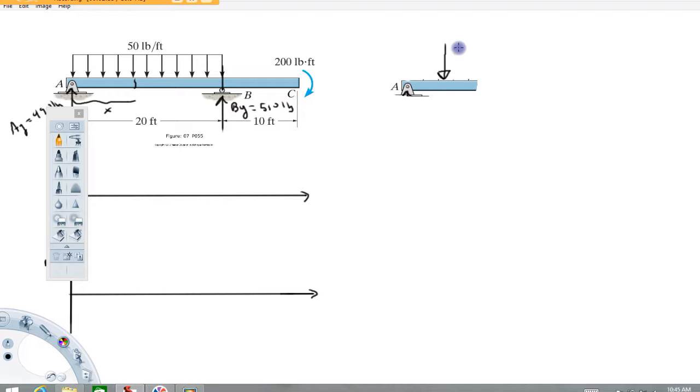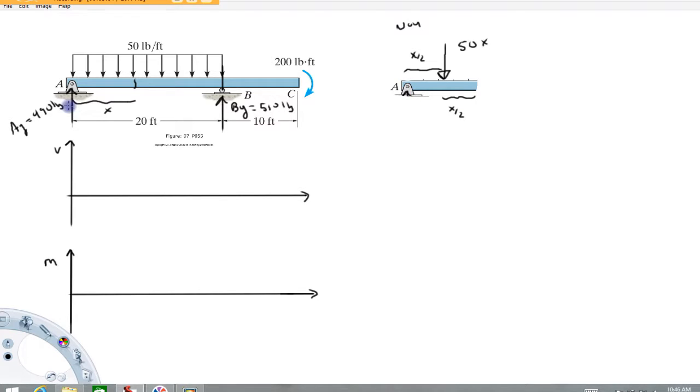The magnitude of that force is going to be 50x, and I'm going to put NCU for note consistent units. That's coming from 50 pound per foot times X, and it's going to be at a location of X over 2, because if from here to here is X, the centroid would be right in the middle. So this is going to be X over 2 from here to here, and another X over 2 from here to here. Now, in addition, we're going to have the force AY, 490 pounds acting up. I'm just going to call that a 490.